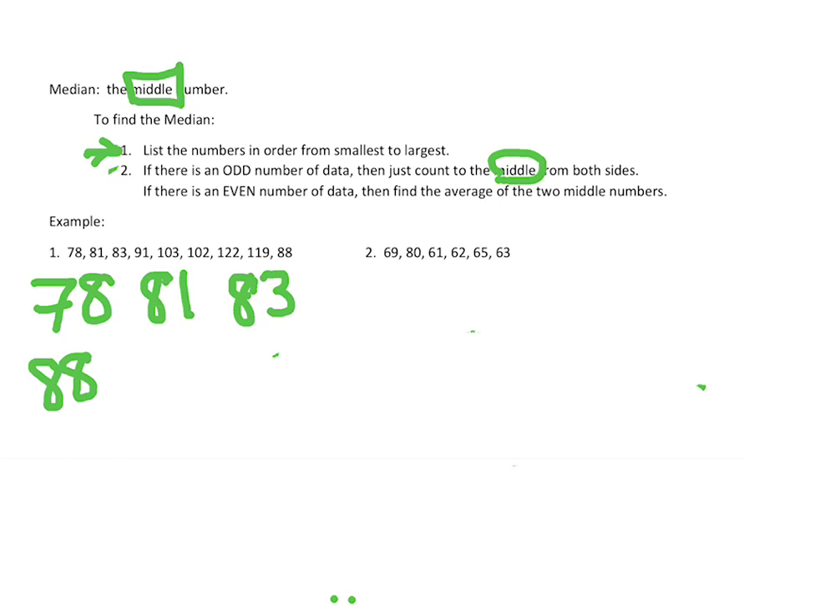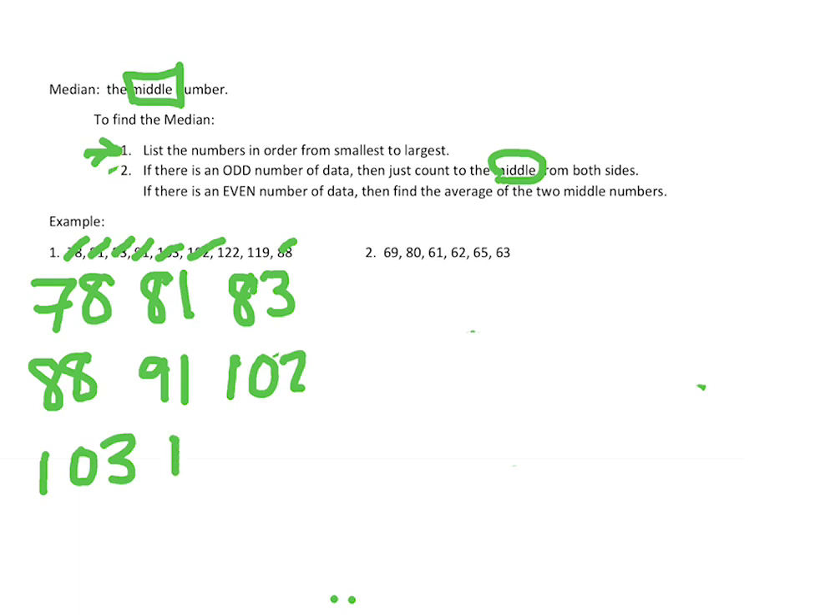And then we have 80. Okay, so let's mark them off. I got 98, I got 81, I got 83, I got 88, 91, 102, 103, 109, 102, 103, 119, and 122.